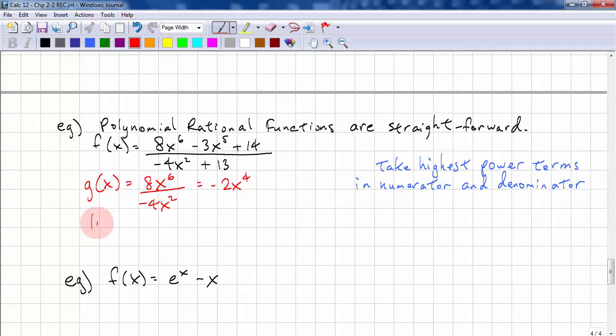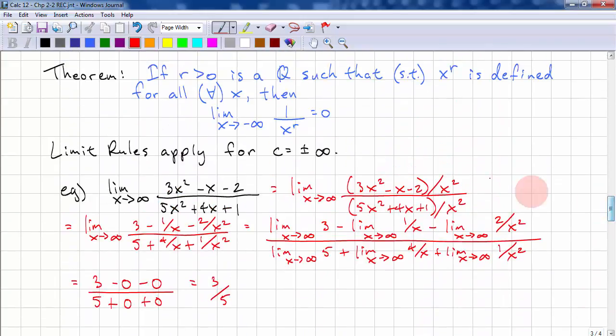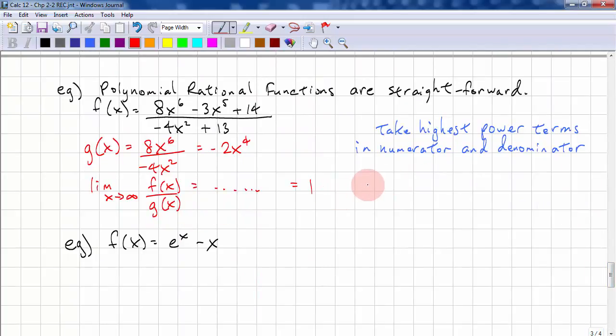And now we have to take the limit as x approaches infinity of f of x over g of x. And you're going to have to do some work, and it's going to equal 1. So that's going to show that this is the end behavior model. It's very similar to the work we did up here. And you're going to have to do the same thing for the left end behavior model.